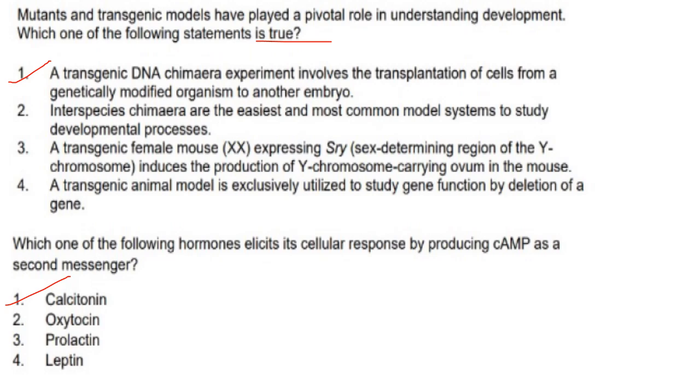Then next one. Which one of the following hormones elicits its cellular response by producing cAMP as the second messenger? It is calcitonin, because the principal mechanism of action of calcitonin is that it has the ability to signal through two transduction pathways once it is bound to the receptor. One of the pathways is coupled with cAMP signal transduction. So the answer here is calcitonin.